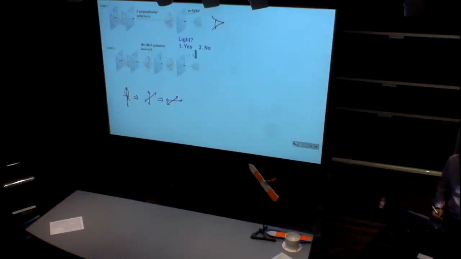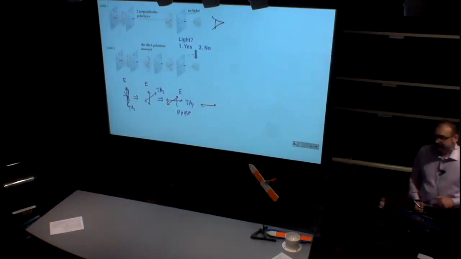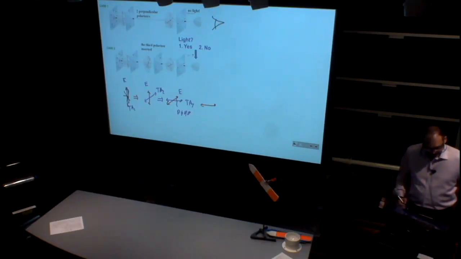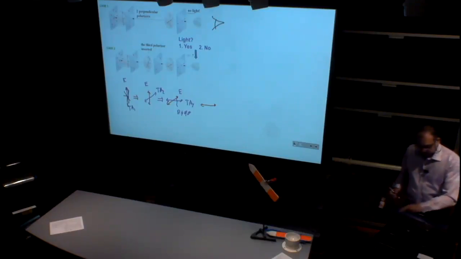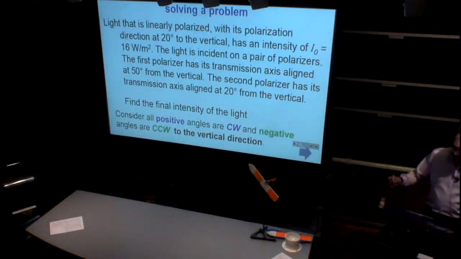Of course, I have to keep track of what is what. So in this situation, this is electric field, and this is transmission axis number one. And now this is electric field, and this is transmission axis number two. And now this is electric field, and this is transmission axis number three. But I can see some angle, which is not 90 degrees. So light travels through, and actually it will be eventually polarized in the direction of the transmission axis of the last polarizer. And if I want to, of course, I can calculate the intensity before and after. We're going to do it right now for this specific problem.